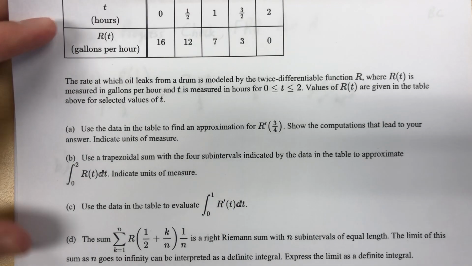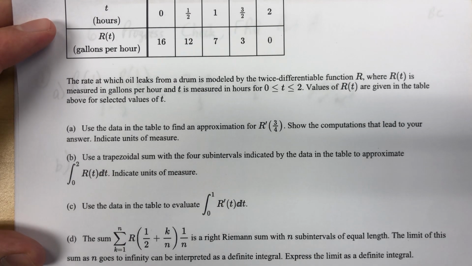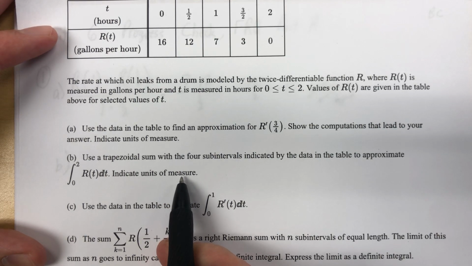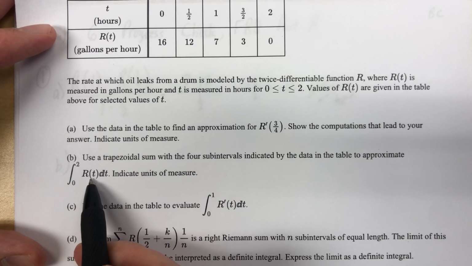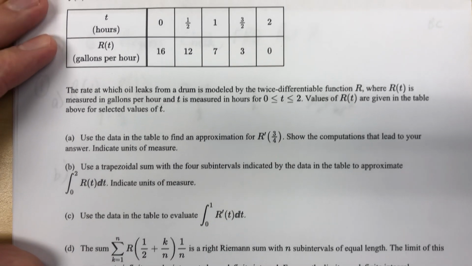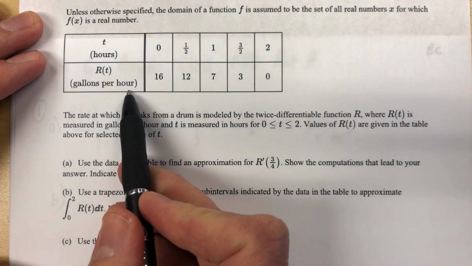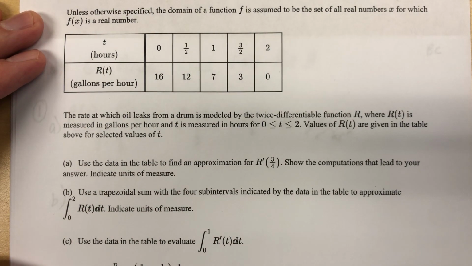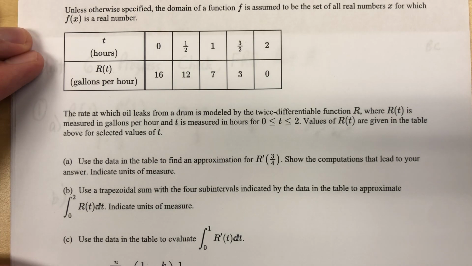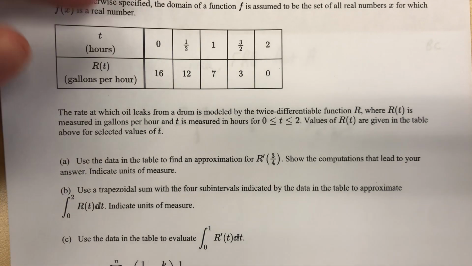Okay, well, let's do it. Actually, here's where my mind just went. Units of measure, the integral of a rate gives me a quantity. So the integral of gallons per hour just takes away the hours. It basically multiplies by hours, and so the final answer will be something in gallons. So let's find out what it is.